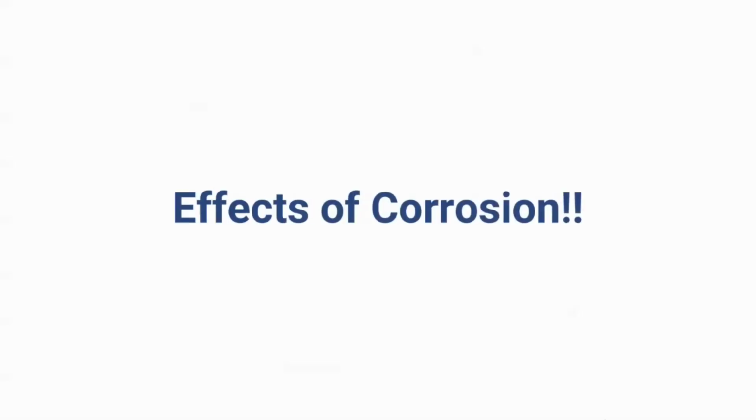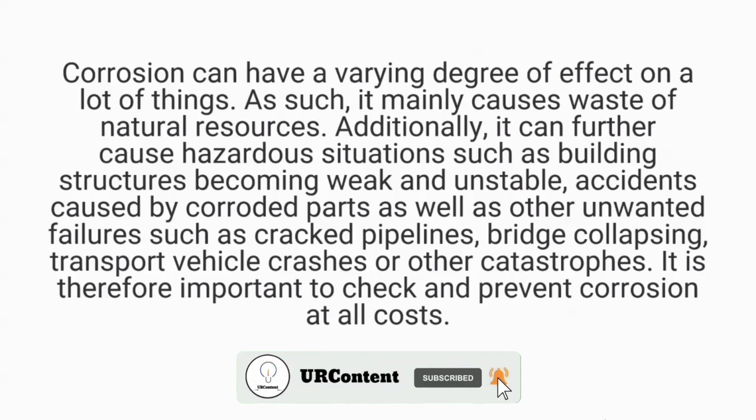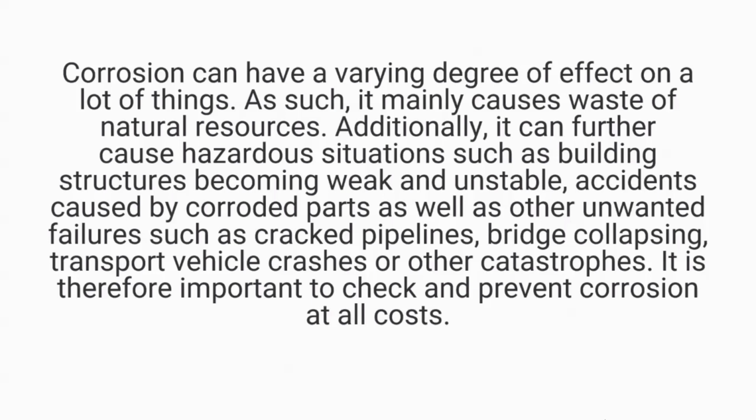Effects. Corrosion can have a varying degree of effect on a lot of things. As such, it mainly causes waste of natural resources. Additionally, it can further cause hazardous situations such as building structures becoming weak and unstable, accidents caused by corroded parts, as well as other unwanted failures such as cracked pipelines, bridge collapse, and transport vehicle crashes or other catastrophes. It is therefore important to check and prevent corrosion at all costs.